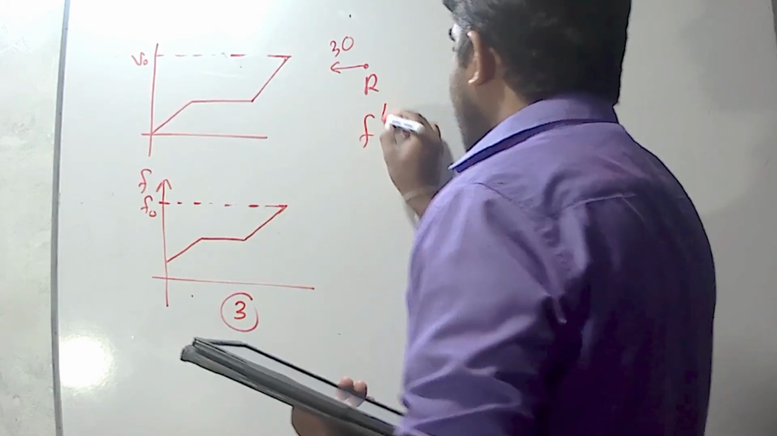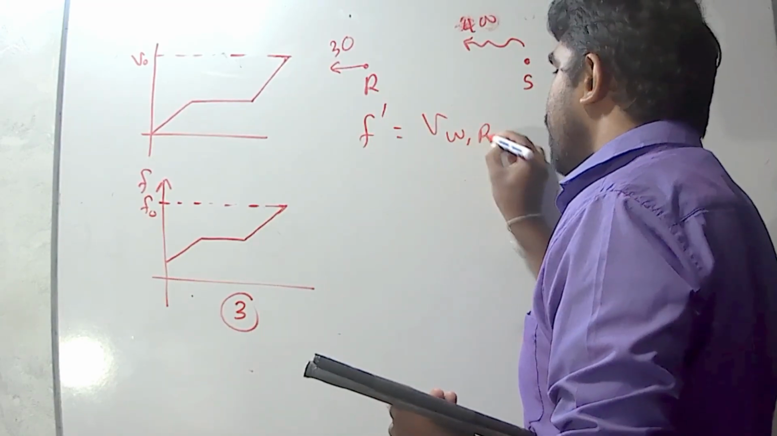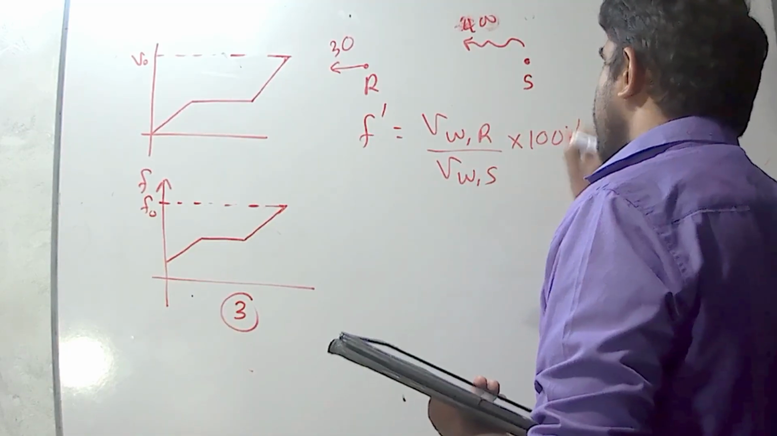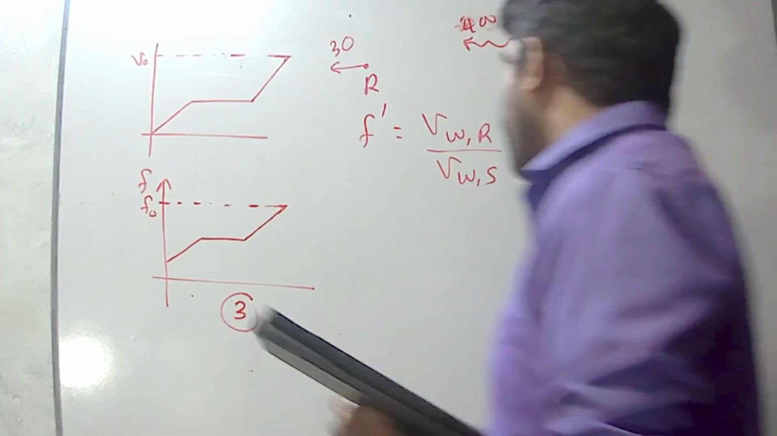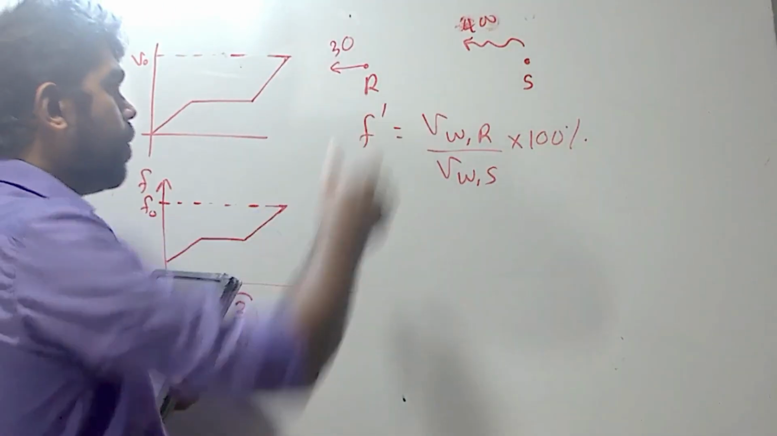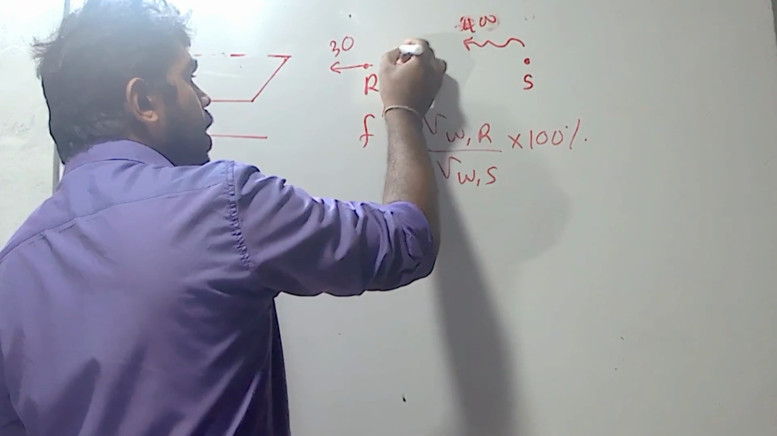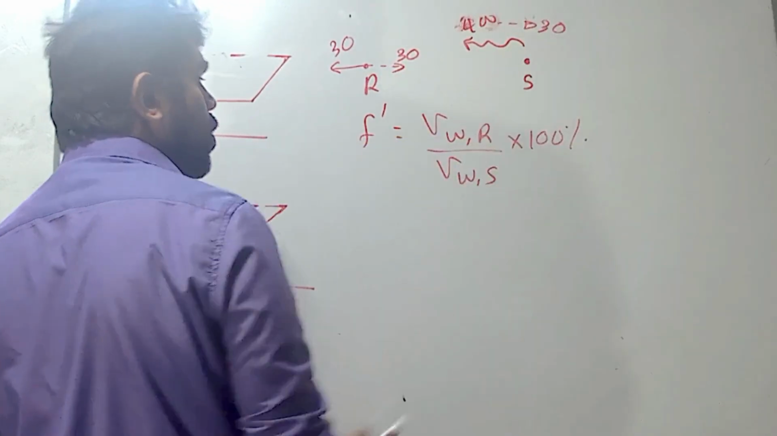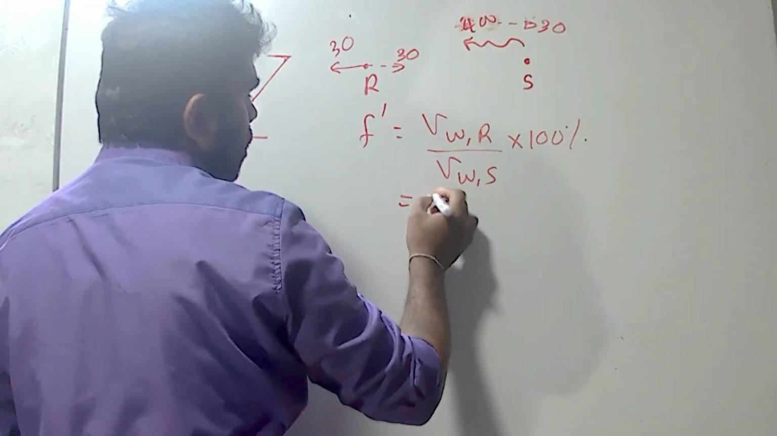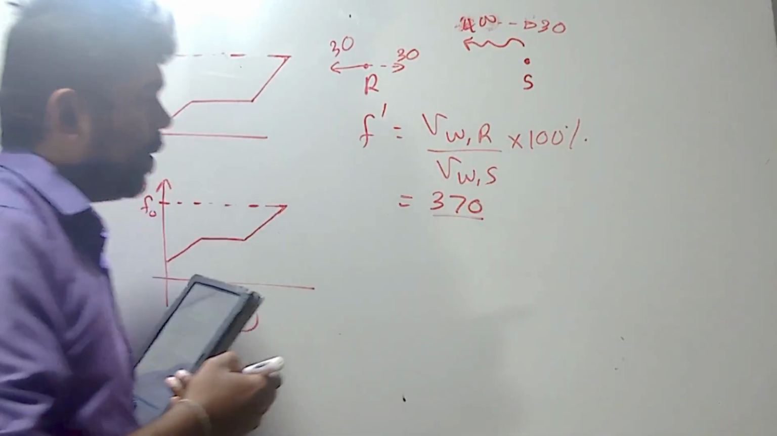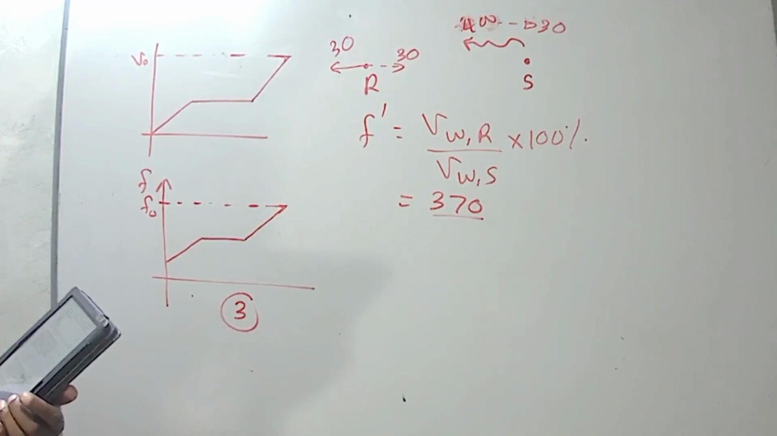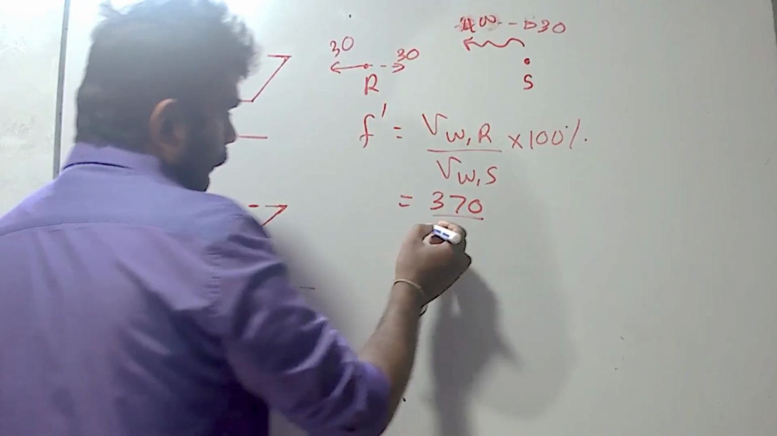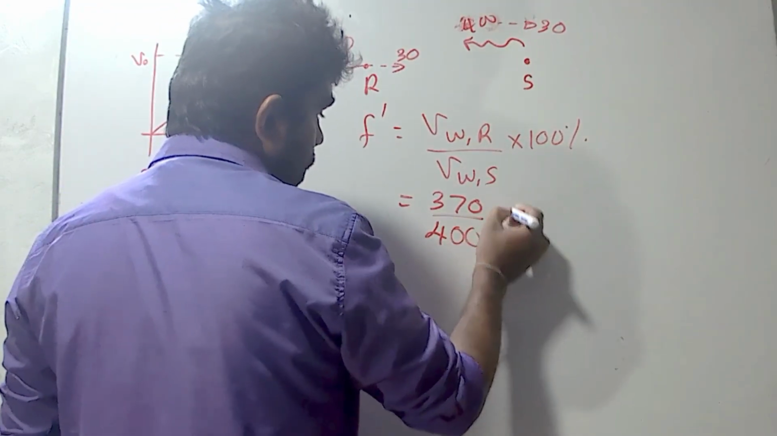Now we can use f dash equals velocity of wave relative to receiver divided by velocity of wave relative to source, multiplied by the real frequency. When getting the velocity of wave relative to the receiver, we have to give an opposite velocity to the receiver and we have to do the same thing for the wave. Then we have to subtract velocities. 400 minus 30, 370, divided by the velocity of wave relative to the source. The source is at rest. Therefore, we can substitute the actual velocity. It is 400.